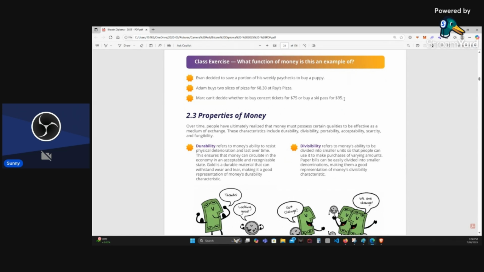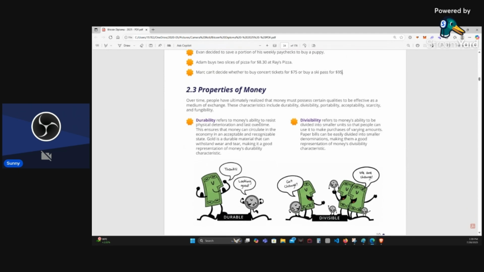So again, Mark can decide whether to buy concert tickets for $75 or a ski pass. He's using the function of money, the unit of account there. Here's the medium of exchange because he's buying pizza, and Evan's saving his paychecks, and that's because the money is a good store of value.